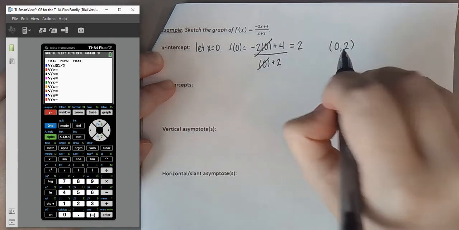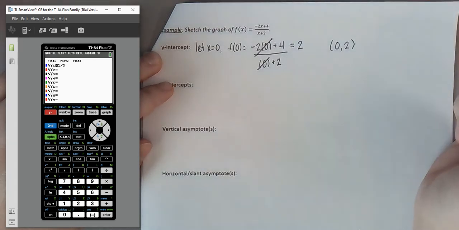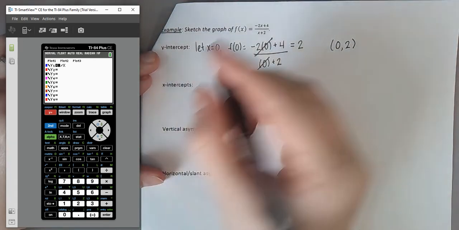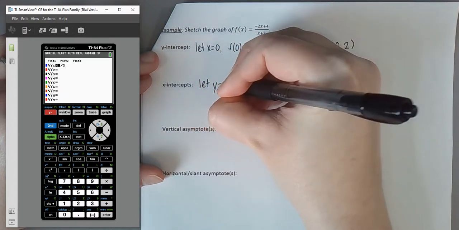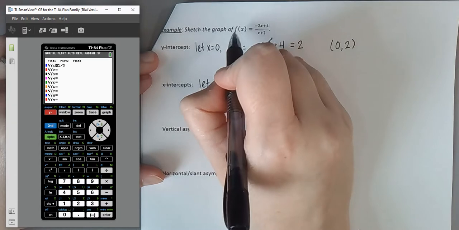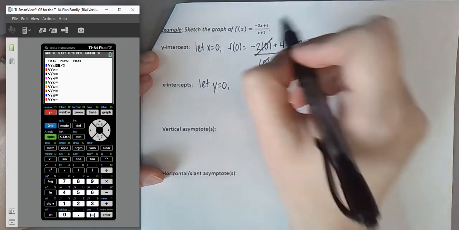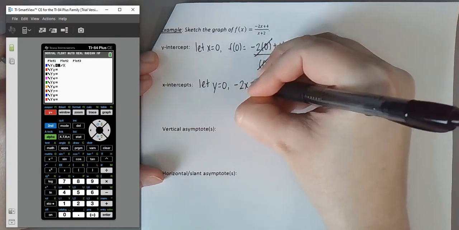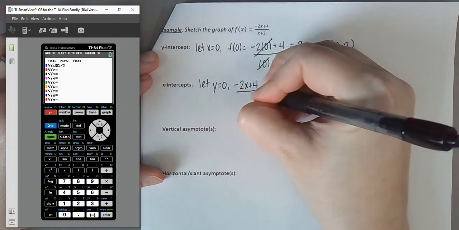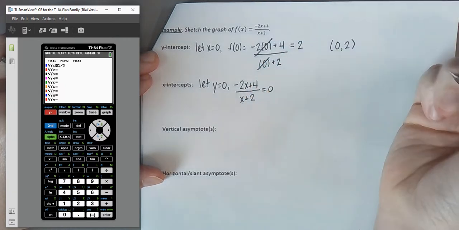Remember, if we find one, we'll only find one. If we found more than one y-intercept, we no longer have the graph of a function, so we'll only find one. Now for our x-intercepts, we're going to let y be 0. So that means replacing f of x, which represents y, with 0 and taking the function and setting it equal. So negative 2x plus 4 divided by x plus 2 is equal to 0.